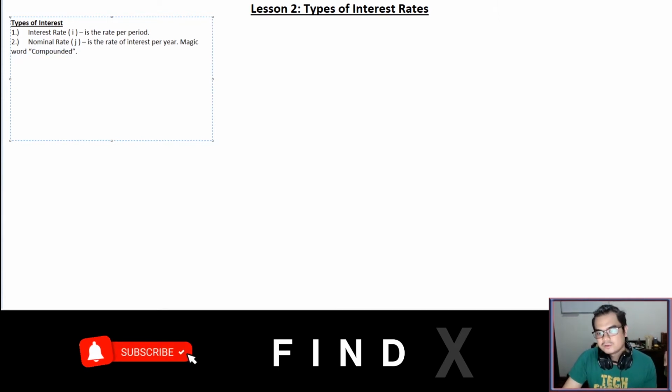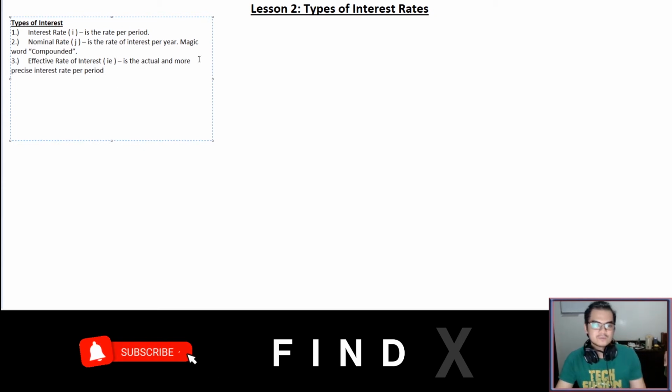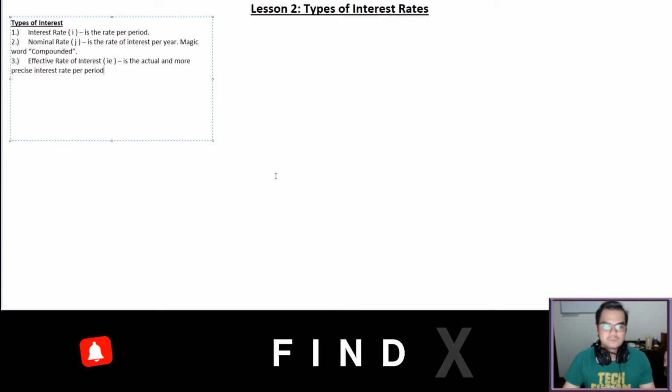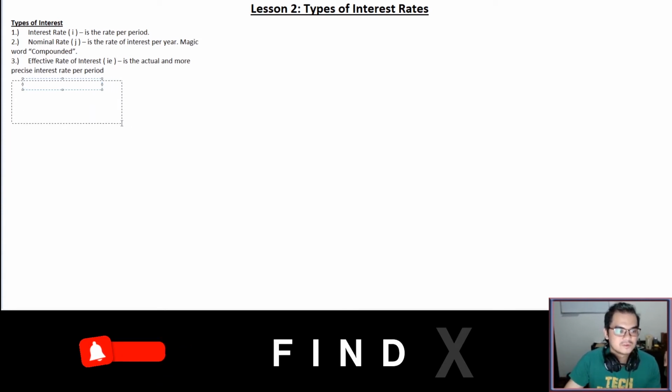Next, the third one is the effective rate of interest. This is the more actual and more precise interest rate per period. Now remember that we will have some formulas.